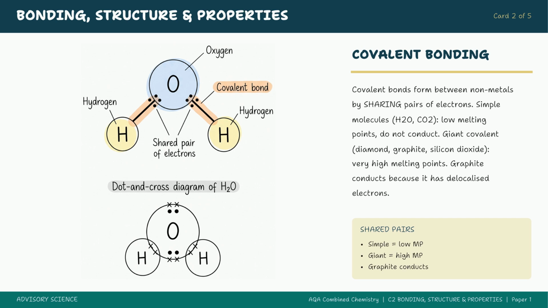A question that is often asked is, compare diamond and graphite. The structure point is the same: 4 bonds in diamond, 3 bonds plus a delocalized electron in graphite. The property point follows next. Diamond is hard and does not conduct. Graphite is soft and does conduct.